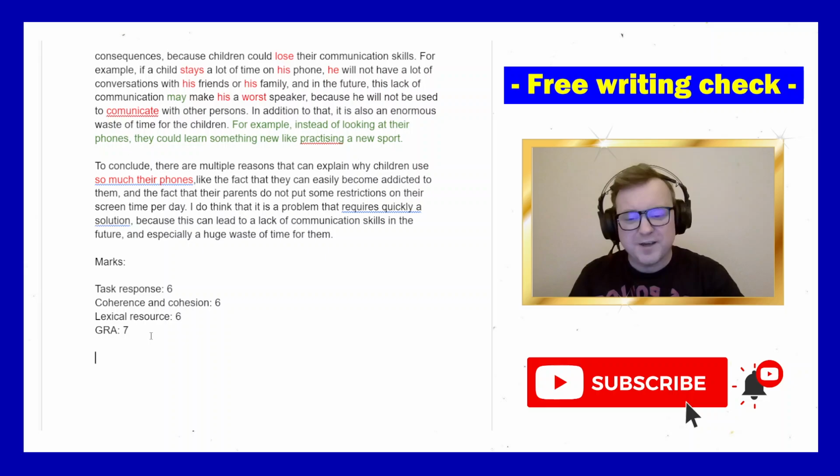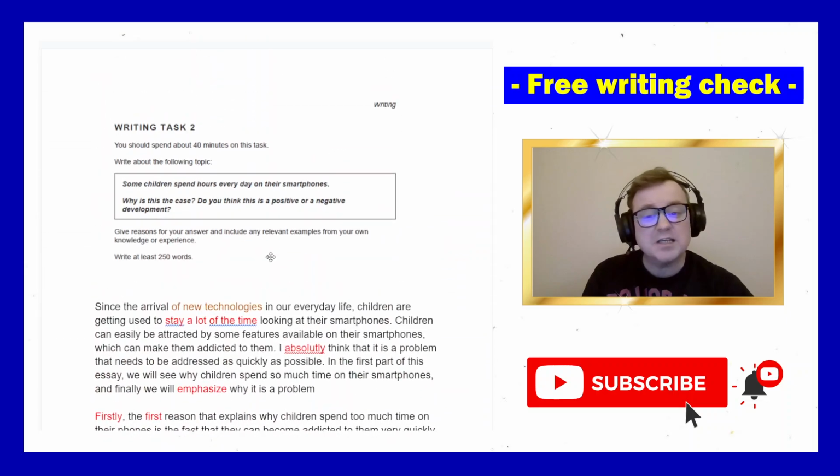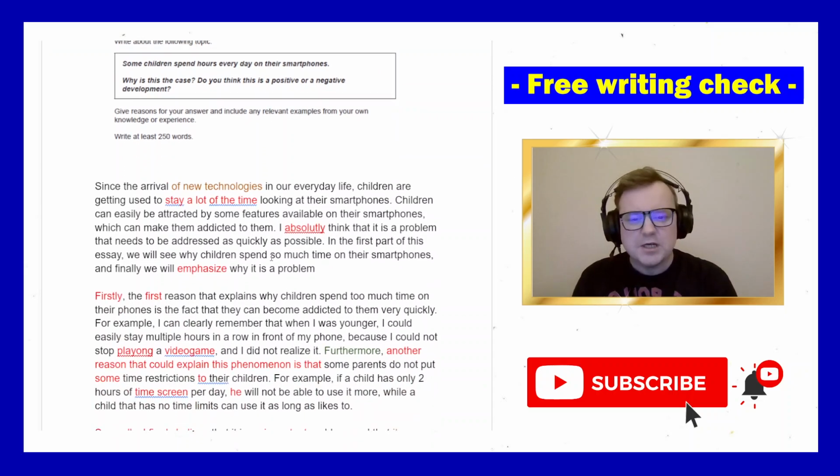So, of course, it doesn't affect the score. Overall, the candidate gets the score of 6.25. So upper intermediate. And any advice for the candidate? Well, the first piece of advice is shorten your writing. If it's 400 and something words, that's really too many words.